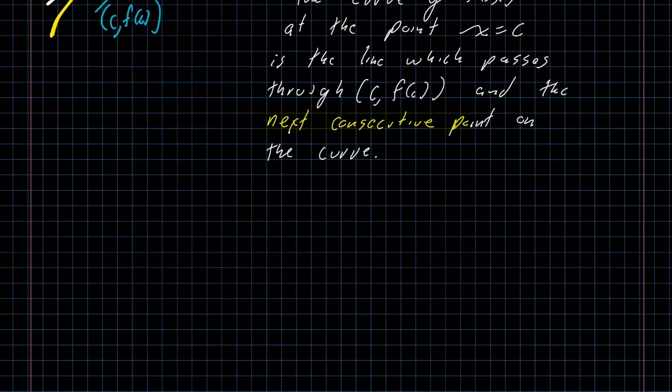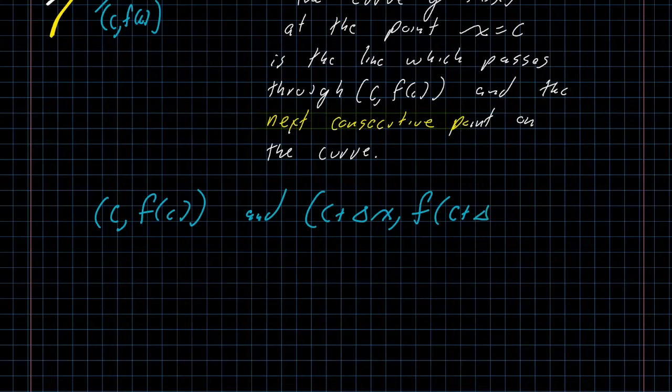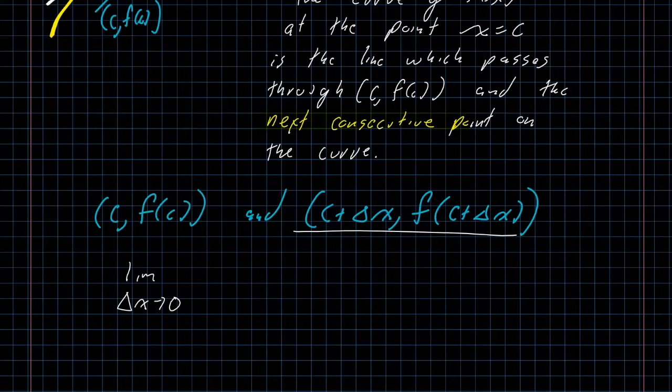But we've developed this really interesting structure. We know we have a point c, f of c. And we can look at another point, c plus delta x, f of c plus delta x. What happens to this point, c plus delta x, f of c plus delta x, as delta x goes to 0? Well, it converges into the other point.